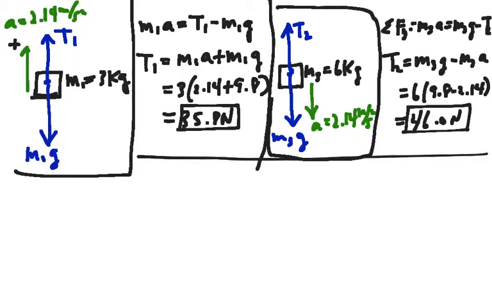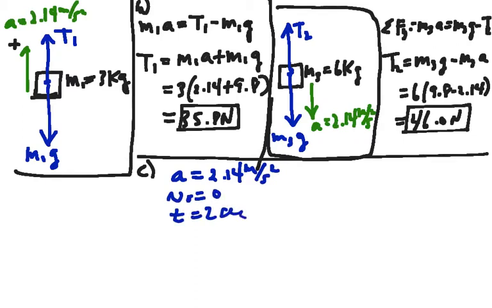For part C, it says if the masses start from rest, what is the velocity of the 3 kilogram mass after 2 seconds? Well, this is just a straightforward kinematic problem, and we know that the acceleration of all the masses is going to be 2.14 meters per second squared. We're going to start from rest. Our initial velocity is 0, and our time is going to be 2 seconds. So we want to find what is the final velocity.